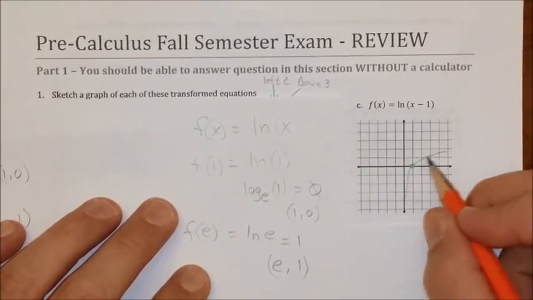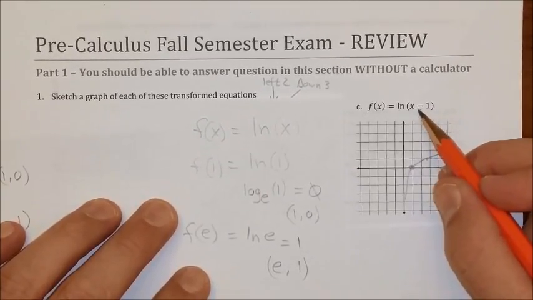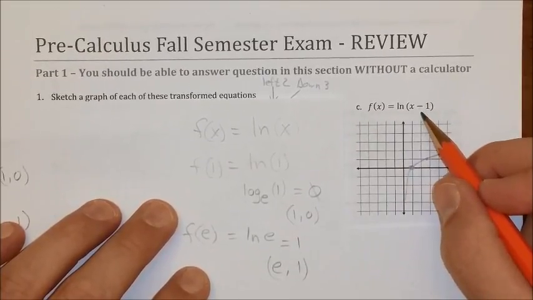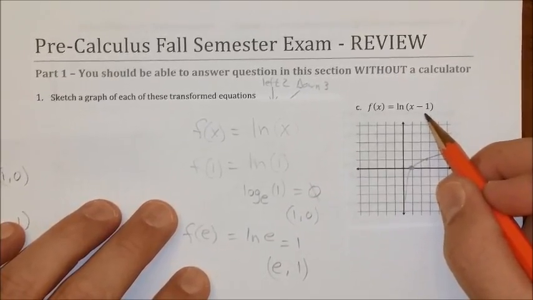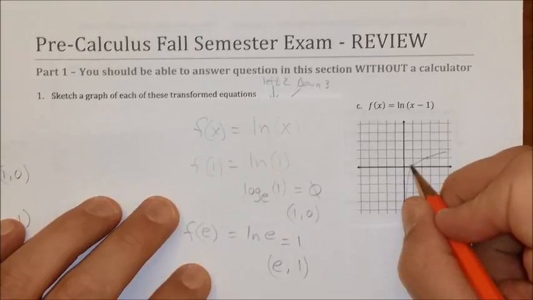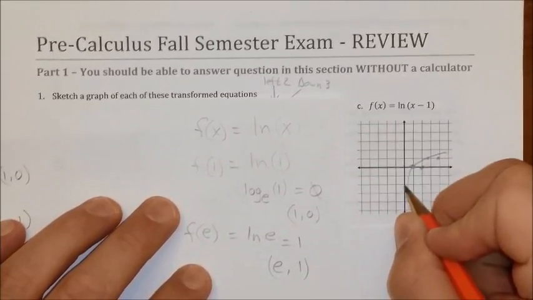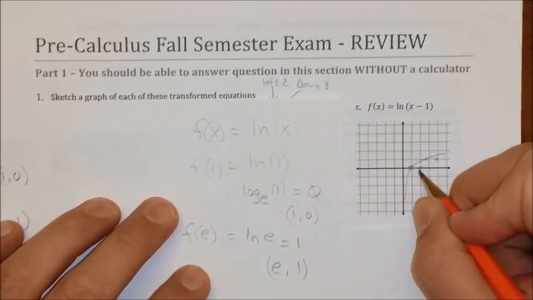All right, now that we have our parent function, we have those points. The only transformation that's happening is happening before the natural log function happens. So I know that's a translation in the horizontal direction. X minus 1 means that it's going to be translated to the right 1 unit. So I translate this one and this one, 1 unit. And I know that where it's approaching the negative y-axis, it's also going to translate to the right 1 unit.